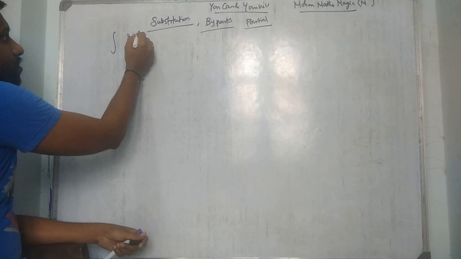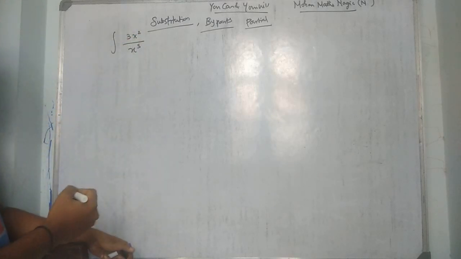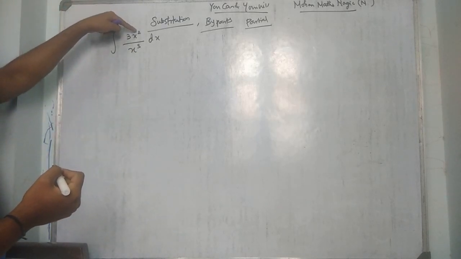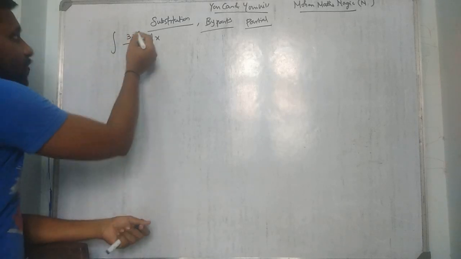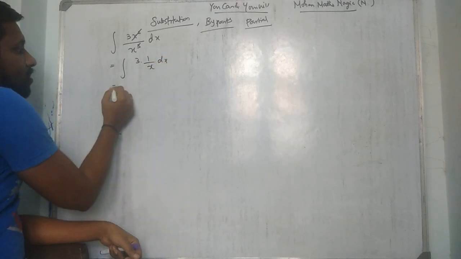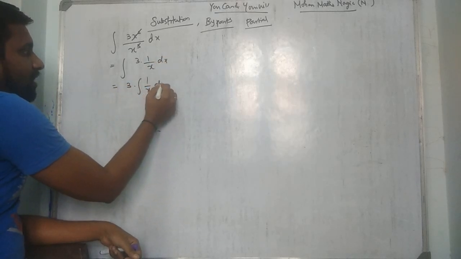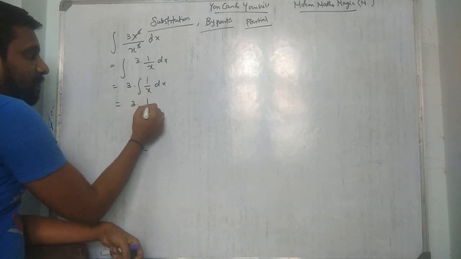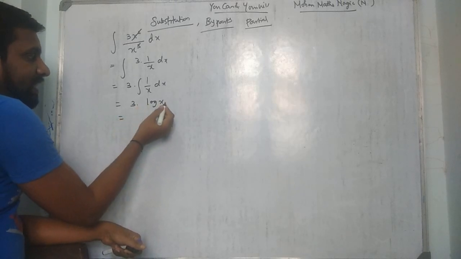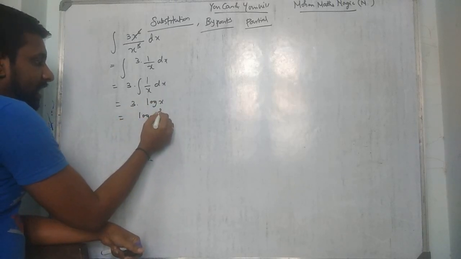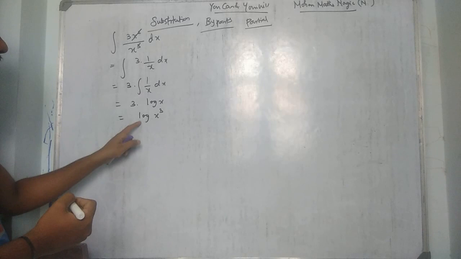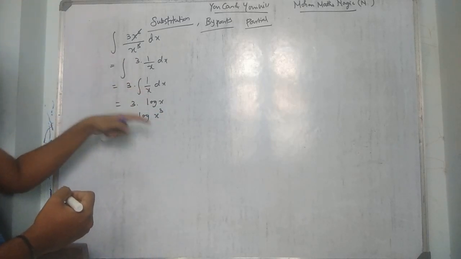integration of 3x square upon x cube, dx. So what may be the answer for this one? What I will do is cancel x square with x cube. I get 3 into 1 upon x dx, so 3 times the integration of 1 upon x dx, which integrates to log x, and this is a class 9th formula: m log n can be written as n log m, log m to the power n. So I have done four steps.